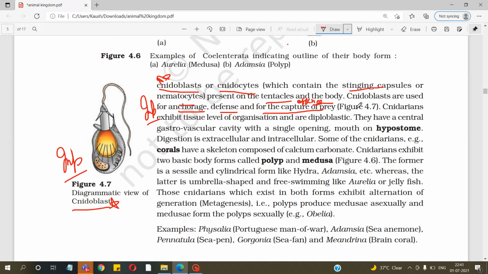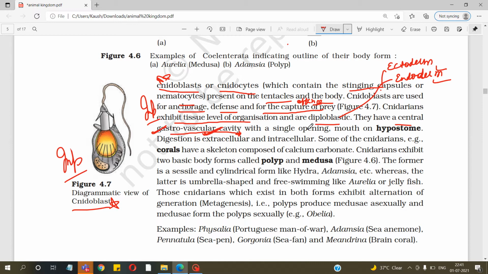They have tissue level organization. They are diploblastic. Diploblastic means they have two germ layers. One is ectoderm and one is endoderm. Mesoderm is not present. They have only two types of germ layers. And if we talk about body cavity, their body cavity is called gastrovascular cavity because it helps in partial digestion as well as in transport of dissolved food materials.